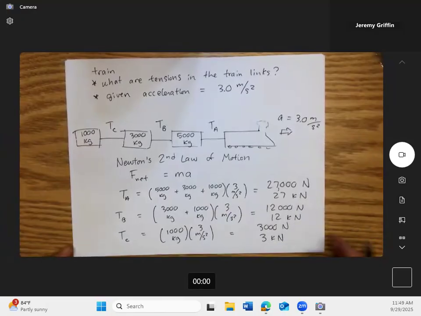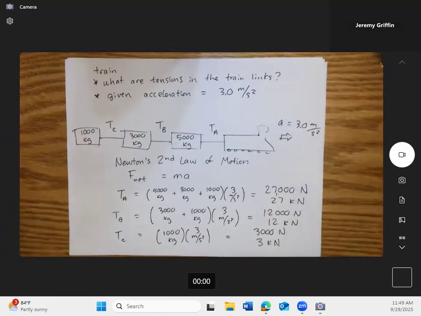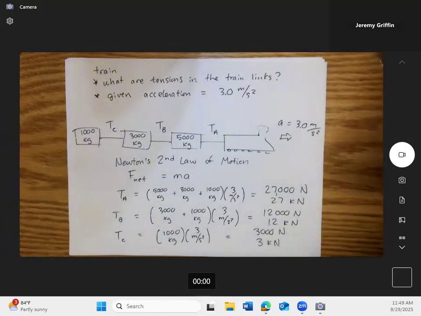Right, so you guys solve train links. You guys do that? Same thing as the chain gang, just turned sideways. All right, what's next on the list? Are you guys ready for the next one?